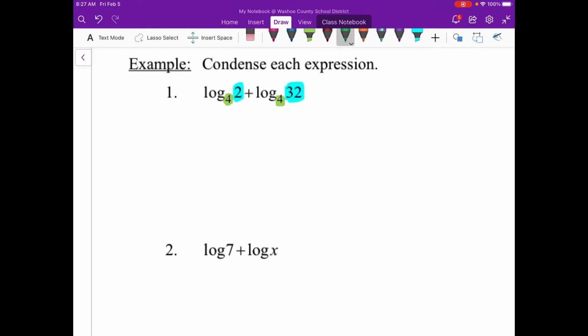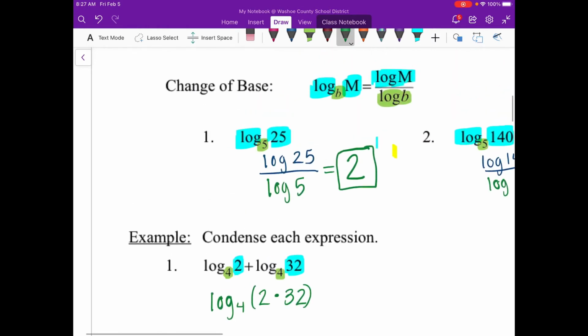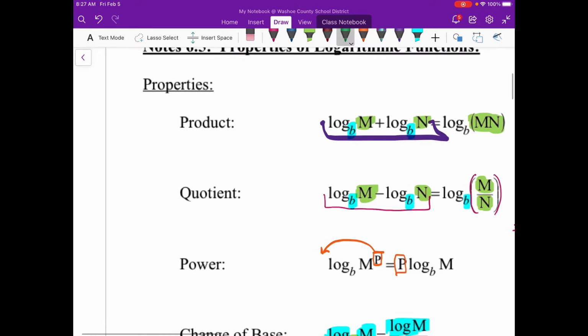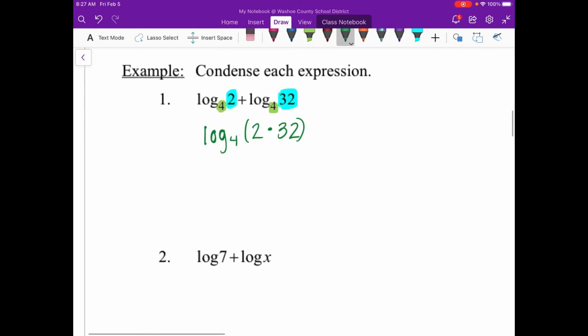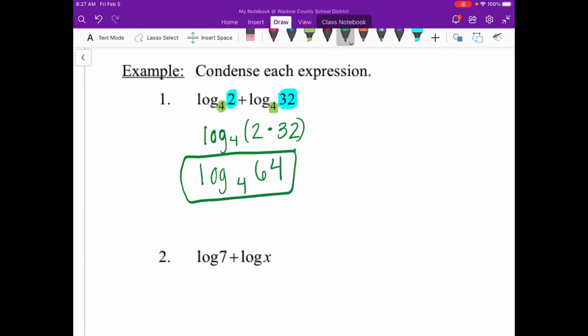In this case, that would be 2 and 32. So I'm going to put this together as log base 4. And I'm bringing the 2 and the 32 together. And I can multiply them because that is my product rule. This one right here at the very top. If they have the same base, I can take the terms and multiply them together. So 2 times 32 is 64. Okay, and we're going to leave it as log base 4 of 64. Eventually, we are going to show you what this means, but for now, we are just practicing making this one term.